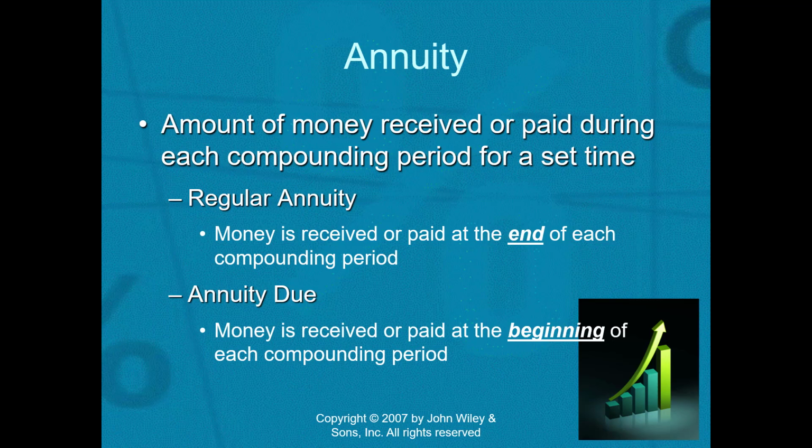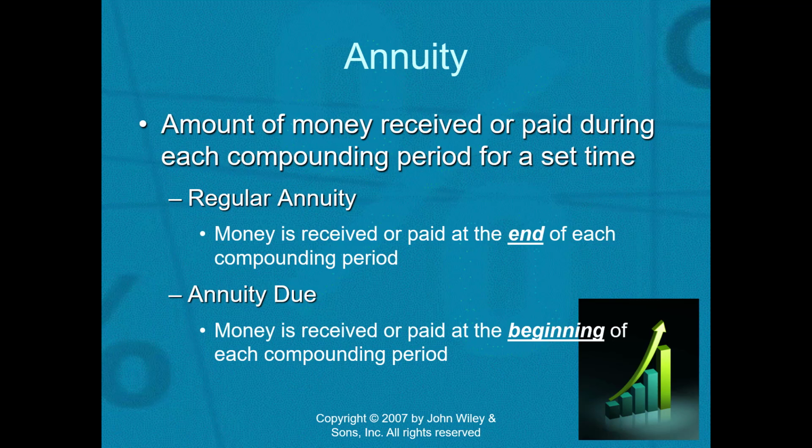Okay, so first off, an annuity is the amount of money received or paid during each compounding period. And that is a very important calculation. From now on, when you think annuity, think of the lottery. Just an easy way to get that reference for you all the time. Okay, and a regular annuity is money received or paid at the end of each compounding period. This would be somebody that's using an annuity for a retirement fund or something along those lines.